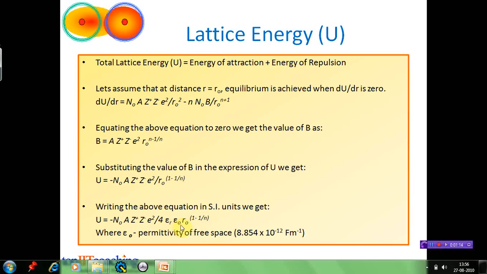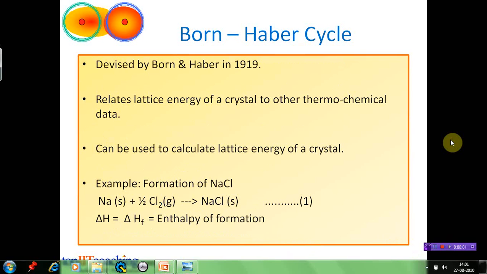Epsilon is the permittivity of the medium. Epsilon naught is the permittivity of free space and its value is 8.854 into 10 raised to minus 12 farads per meter.